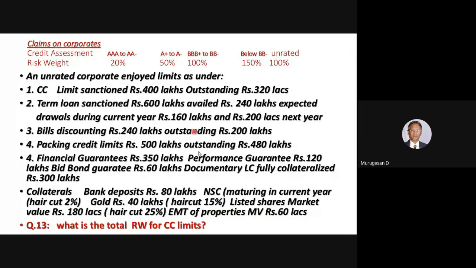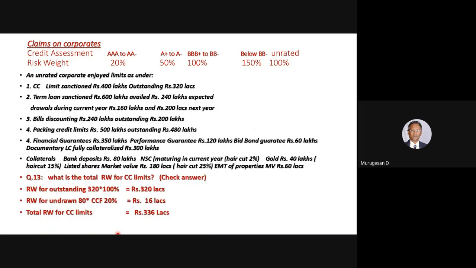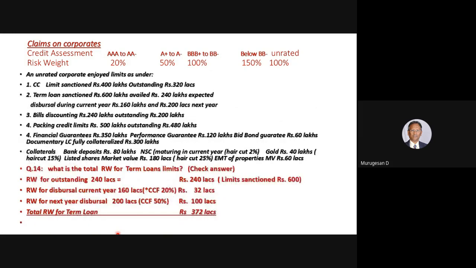So the total limit minus 80, because you have no haircut. NSE, whatever they have given, minus 2%. Gold 40 lakhs, minus 15%. Listed share 180 lakhs. Don't take the 180 lakhs, 180 lakhs minus 20%. Then you minus all these collateral. Then you calculate 9%. Some examples I have given. Go through the exam worked out example.